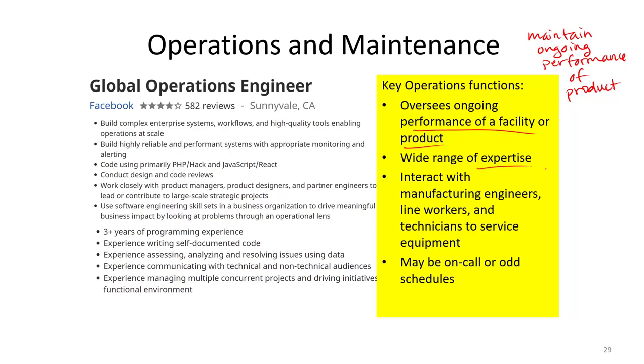So these engineers have a lot of expertise, and they work with a lot of different people to make sure everything keeps working. In this Facebook example, you can see that they're basically working to make sure that everything keeps running. So, they're trying to contribute to projects, they're making sure that they're looking at business impact, they're building highly reliable systems, and they're making sure that the final product keeps running.